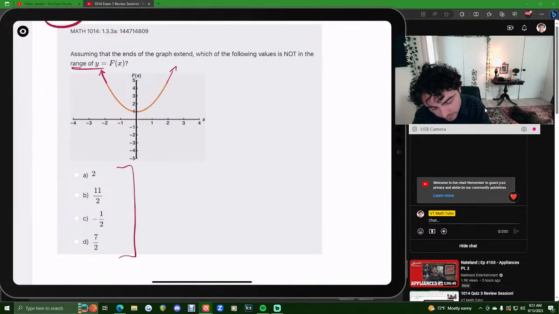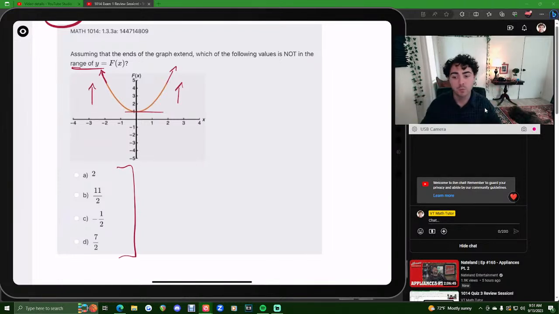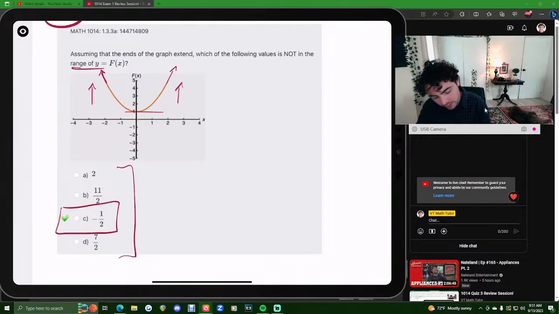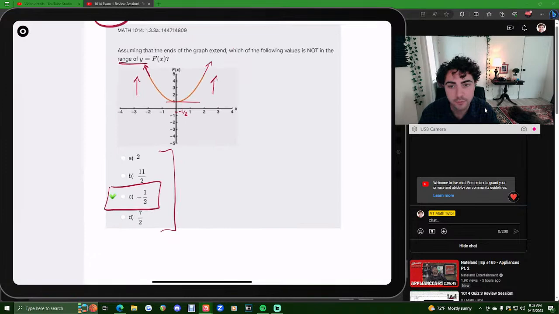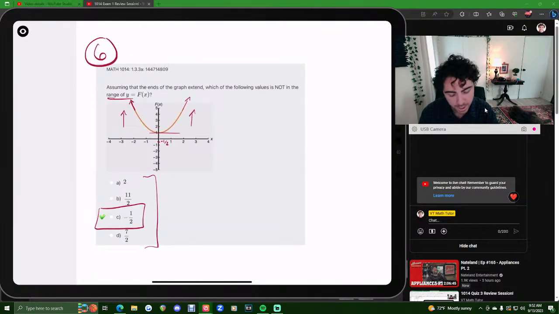Well, if we see that the function has a lowest y value of 1 and then it just goes up forever, then it's not hitting any y values that are less than 1. So a value that is not in the range would be a value that is less than 1. And it turns out that 2 is greater than 1, 11 halves greater than 1, 7 halves greater than 1. So all of these other 3 values are in the range. They are produced by the function. They are some output of that function. But -1/2 is not produced by that function. -1/2 is down here. And that function does not ever go down there. Okay? That was number 6.